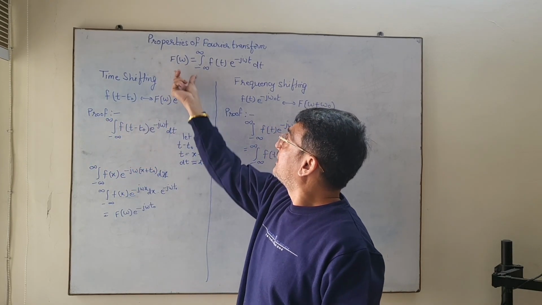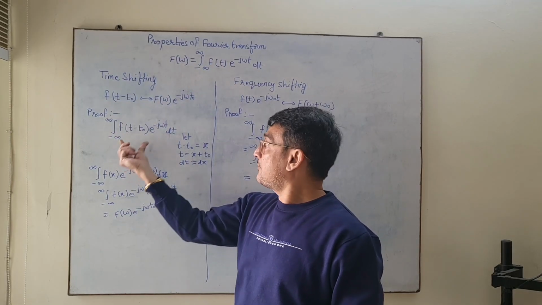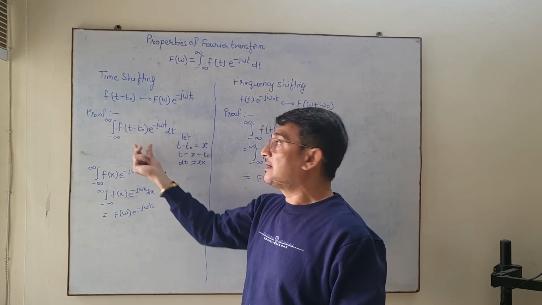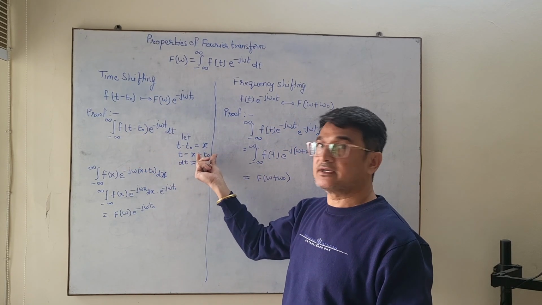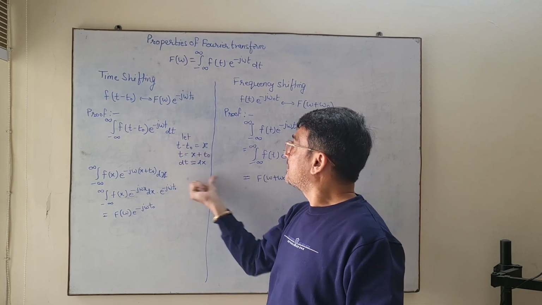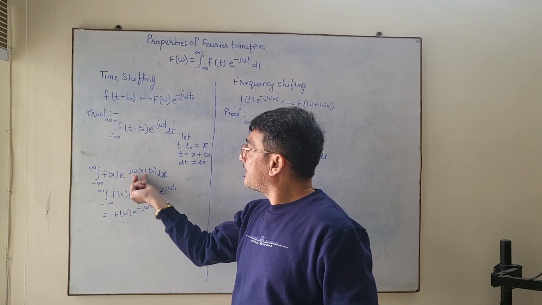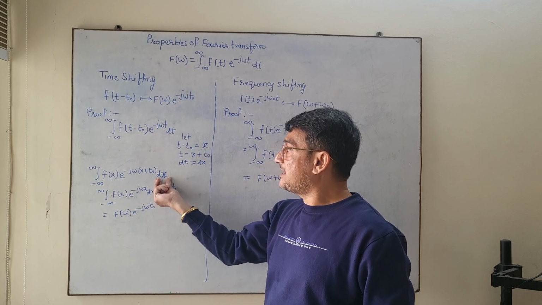The formula for the Fourier transform is the same. Instead of f(t), now we will write f(t minus t naught) e raised to the power minus j omega t dt. Now let us take t minus t naught equal to x. So t will become x plus t naught and dt will become dx. Replacing these in the formula, it will become f(x) e raised to the power minus j omega, where t becomes x plus t naught, and dt becomes dx.